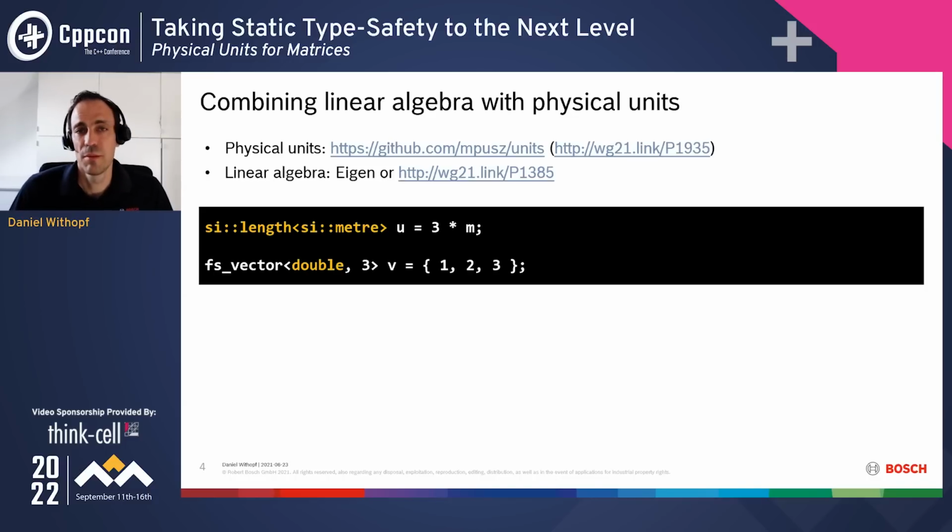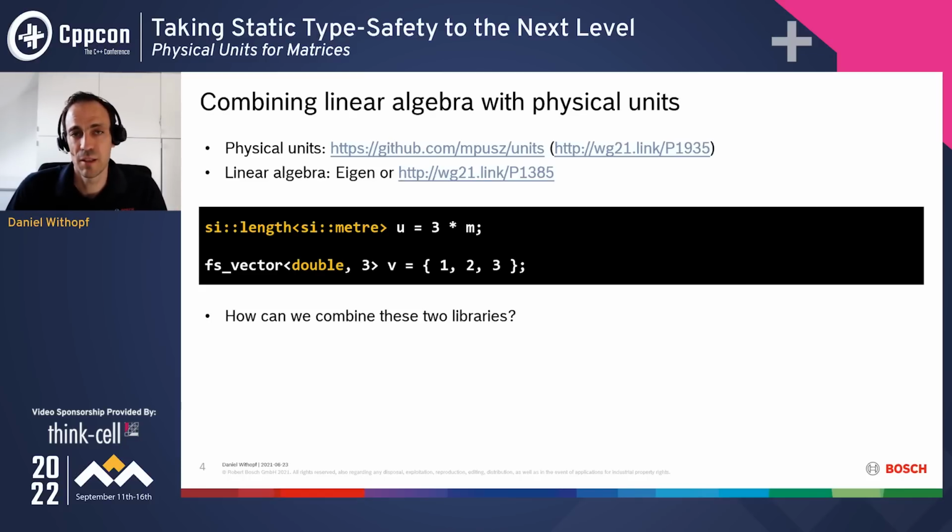Now here's a code example of how you can use these two libraries. In the first code line, we're creating a physical quantity with a dimension of length and a unit of meter. The second code line creates a three-dimensional vector with a scalar type of double, and we just use 1, 2, 3 as the values in that vector. Now the key question is, how can we combine these two libraries? How can we put a physical unit inside a vector?